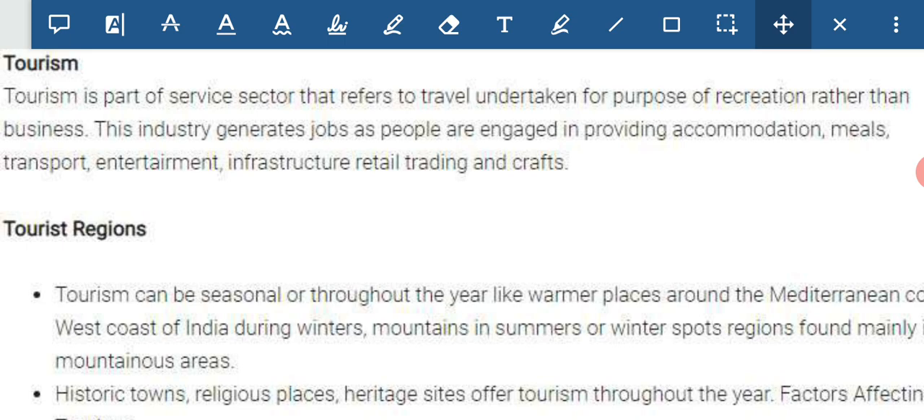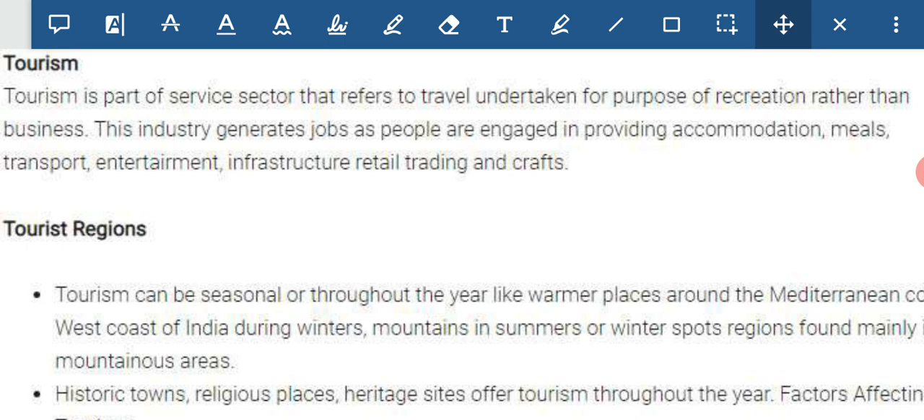Now tourism actually refers to the service sector that allows travel to be undertaken for the purpose of recreation rather than business, and the industry generates jobs as people are engaged in providing accommodation, meals, transport, entertainment, infrastructure, retail, trading and crafts. So all these come under the category of tourism.